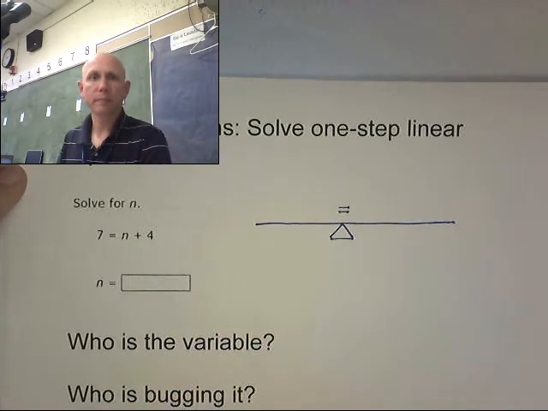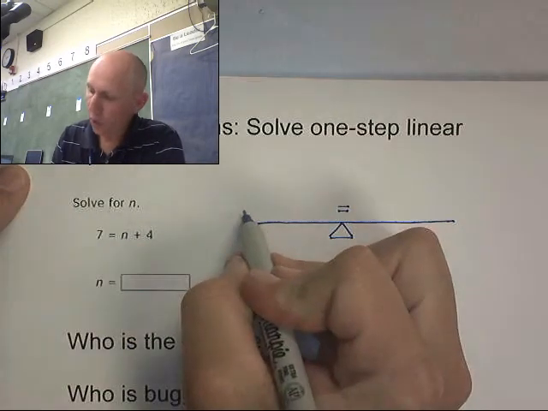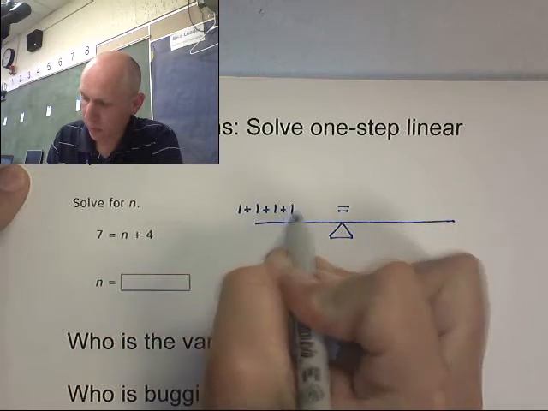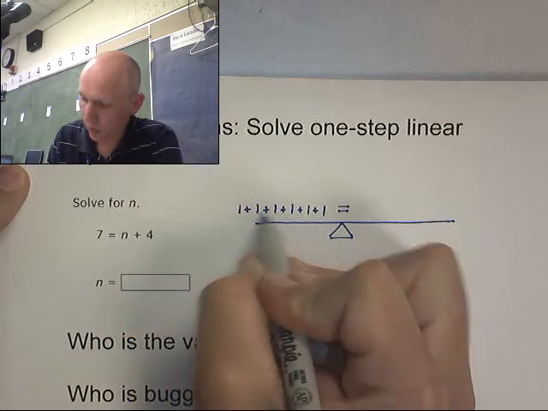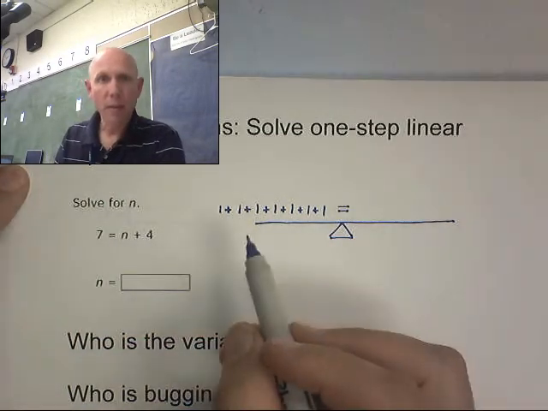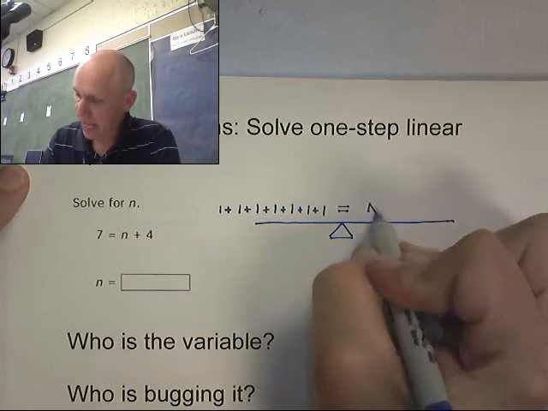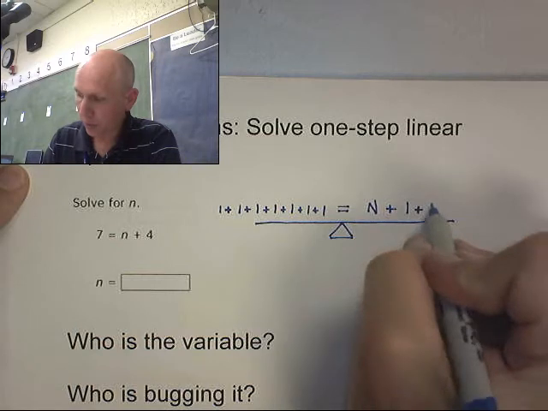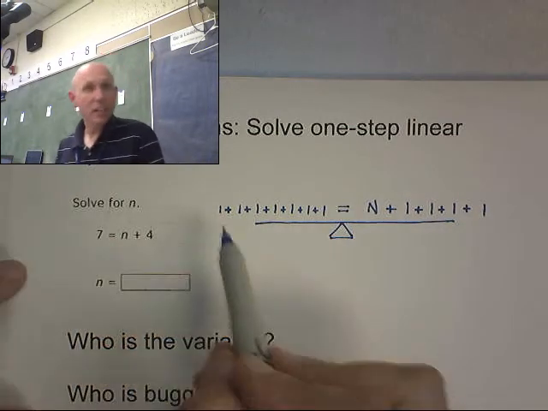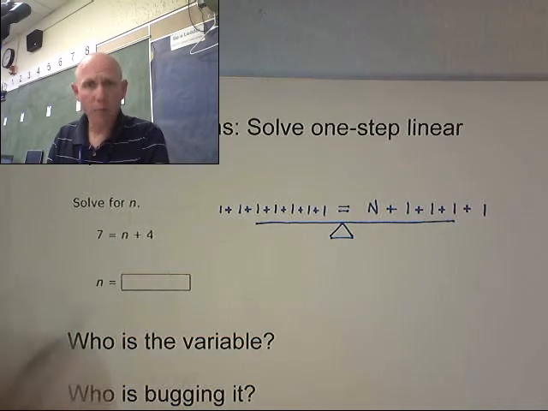Let's bring it down here. I have 7 units over here. These are just ones. So what's 7? 1 plus 1 plus 1 plus 1 plus 1 plus 1, let's put 1 more. Imagine those are little blocks. I have 7 little blocks over here, I have this n, plus I have 4 little blocks. This is the equation: 7 blocks, an n, and 4 blocks.